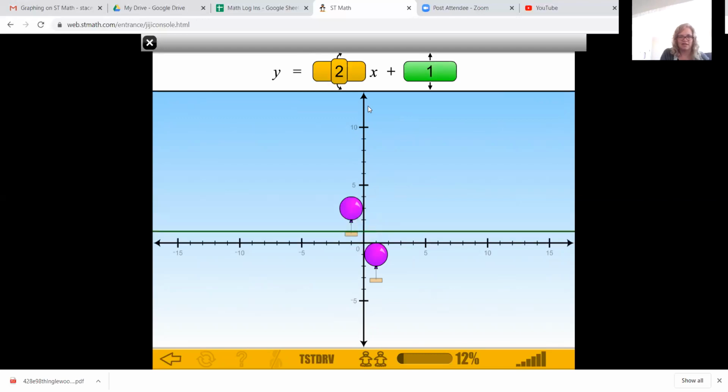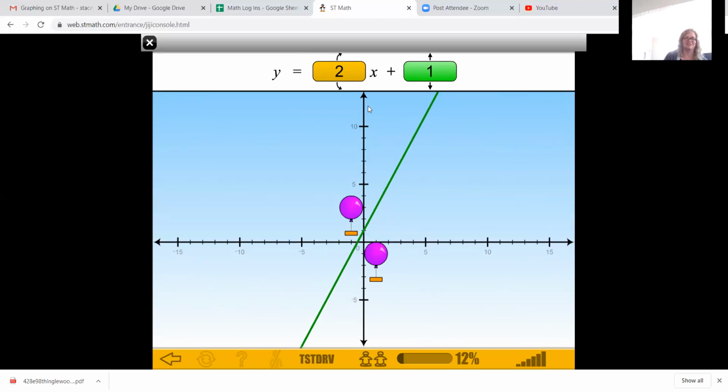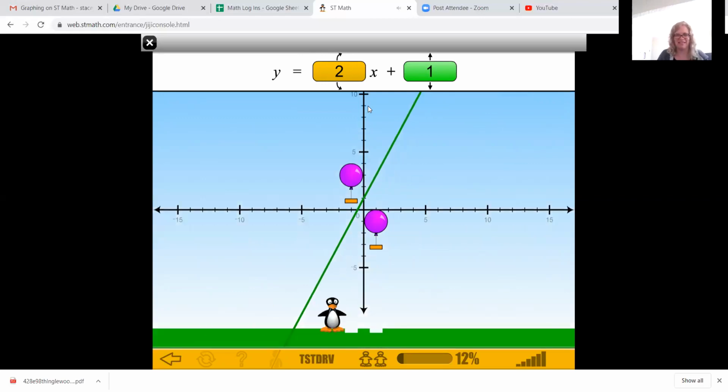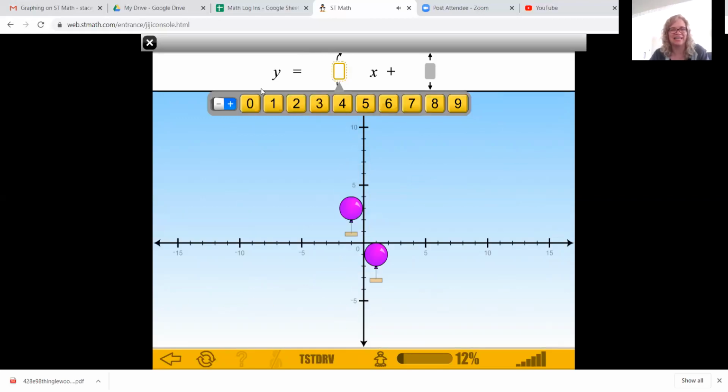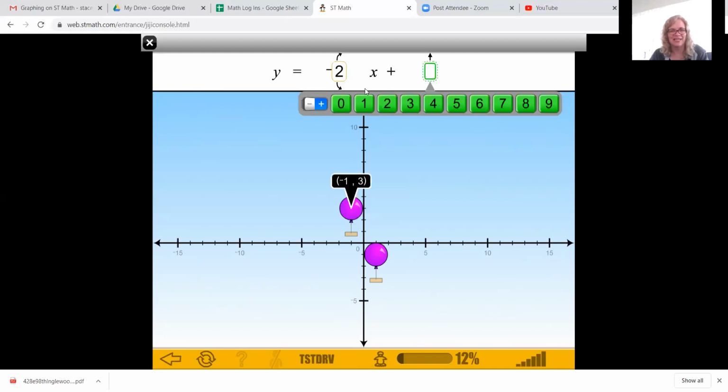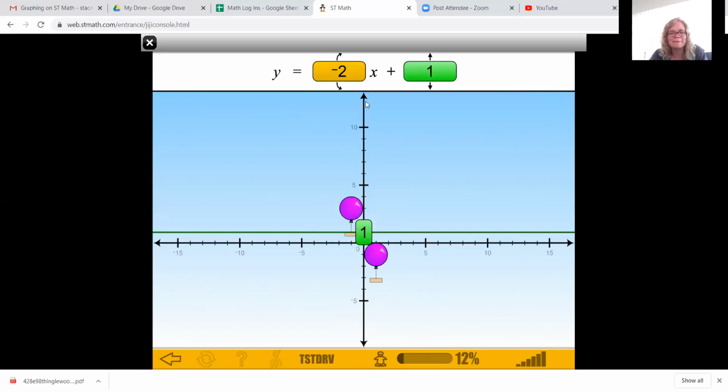Let's see if we got that right. Oops, I forgot to put the -2. I told you guys, but I didn't put it. Okay, so let's do this again. Let's make the 2 negative. There it is, -2, and it crosses at 1. Try again. Ah, there we go.